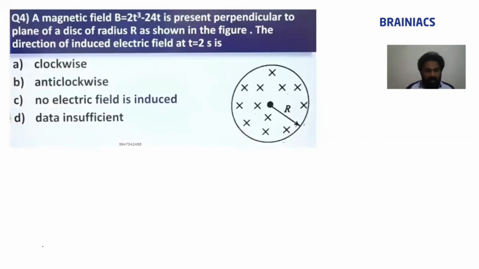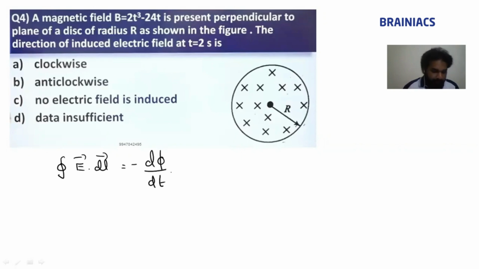Okay. So here a magnetic field B is equal to 2t cube minus 24t is present perpendicular to the plane of disk of radius r as shown in the figure. The direction of induced electric field at a time t is equal to 2 seconds. Okay, so what is that? Line integral of E dot dl is equal to minus d phi by dt. Okay, what we need to find? We need to find the direction of electric field at a time t is equal to 2 seconds.